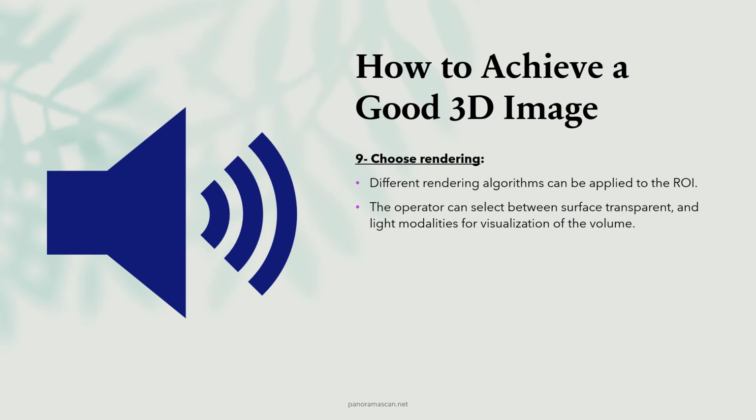Each of these rendering options highlights specific features of the scan volume, making it easier to assess the anatomical structures of interest. Again, surface rendering is a mode that emphasizes the outer surface of the ROI, making it ideal for visualizing the contours and shapes of external anatomical features. Transparent rendering allows the internal structures to be visualized while maintaining transparency in the surrounding tissues, making it useful for assessing internal anatomy and spatial relationships.